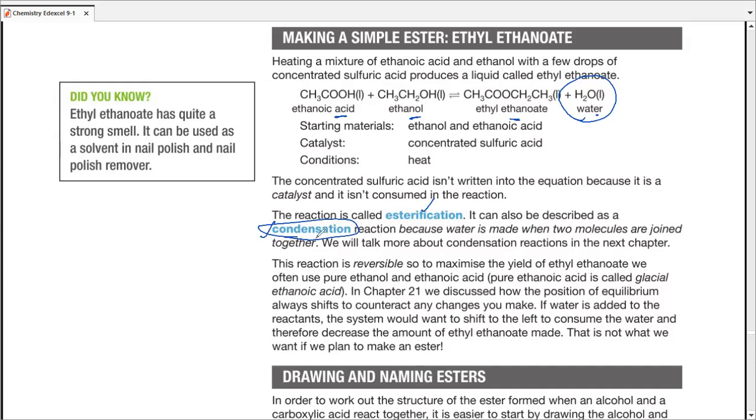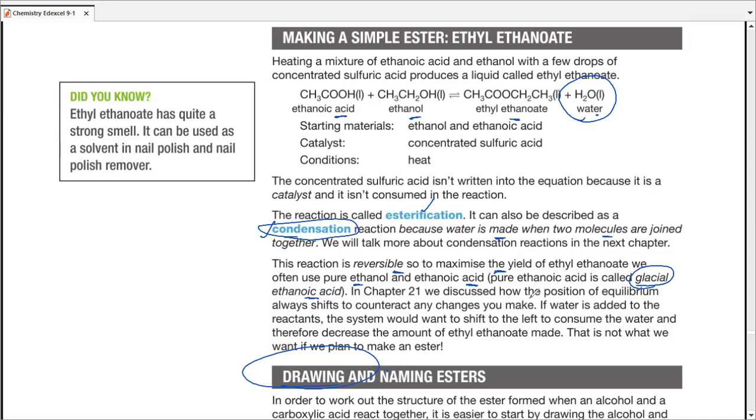Condensation reactions are discussed in the very last chapter of this book, which is, by the way, the next chapter, the chapter right after this one. And we're going to discuss how water is made in a reaction when two molecules are joined together. We're going to discuss the same thing when we're going to draw the esters in the very next topic. So the reaction is reversible. To maximize the yield, what do we do? We use pure ethanol and we use pure ethanoic acid. Pure ethanoic acid has a specific name. It is known as glacial ethanoic acid.